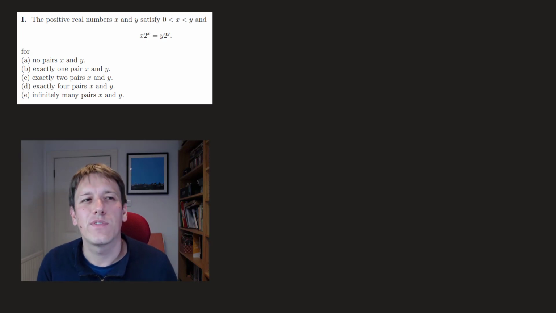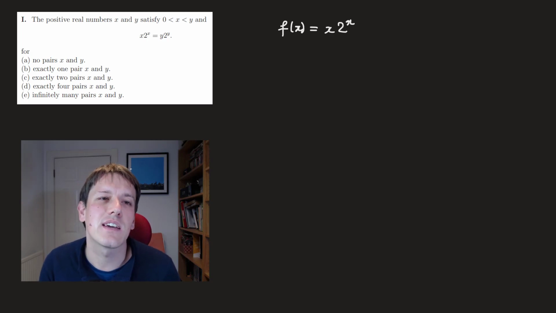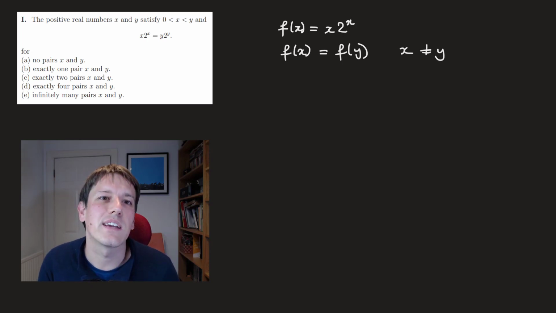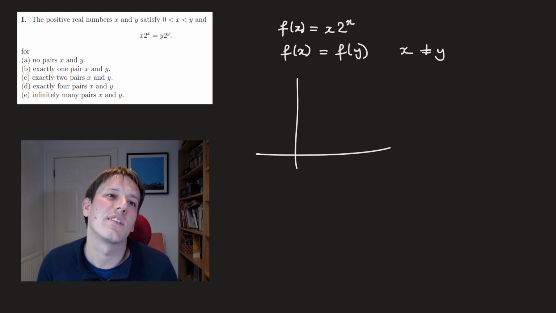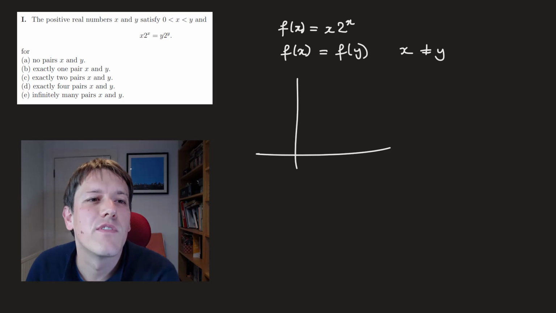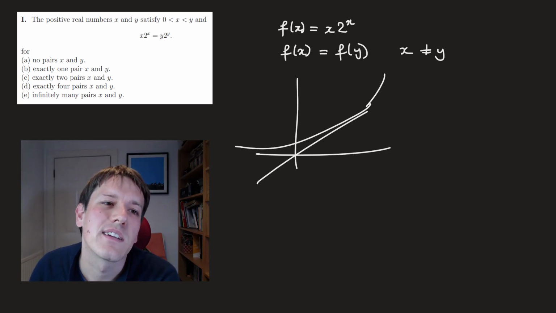If you think about what this question is really asking, if you thought about this function f(x) as x times 2^x, it's really saying, can I find values of x and y such that f(x) is equal to f(y) when x is not equal to y? And if you just think about what the graph of x times 2^x would look like for values bigger than 0, well, 2^x is going to look something like this, and y equals x looks something like this.